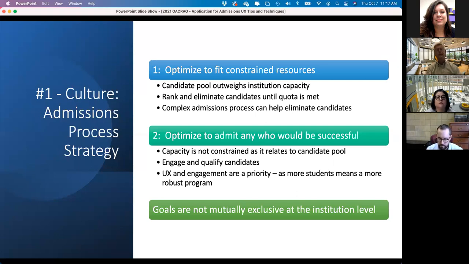Now, the interesting thing is that in a lot of institutions, it's not necessarily mutually exclusive. So in fact, last week I was talking to an institution in Florida where, for their freshman admissions, they're definitely in the case where they have lots more people applying, but on their online school, they have plenty of capacity.